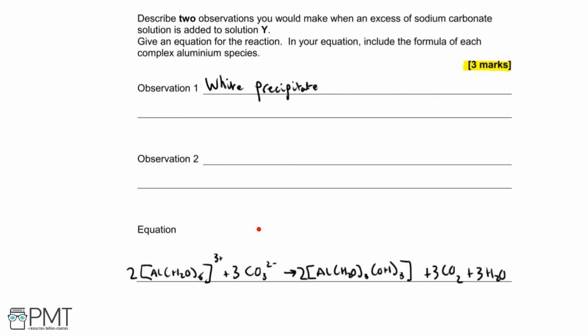Our second observation is going to be due to the production of our carbon dioxide. We are going to see effervescence, which is going to be because of bubbles of carbon dioxide appearing in the solution. So those are our 3 marks: 2 for our observations, 1 each, and then 1 for our equation.